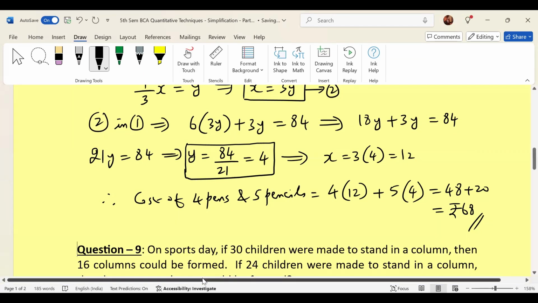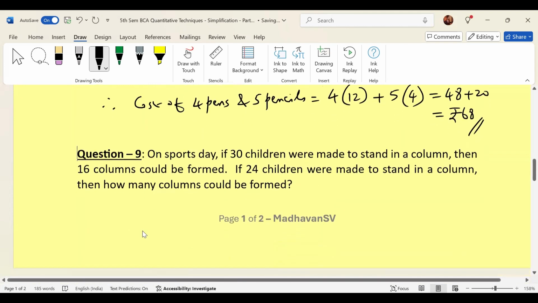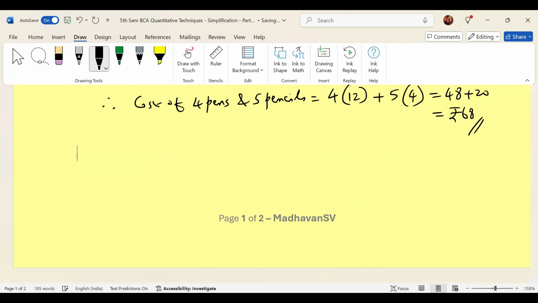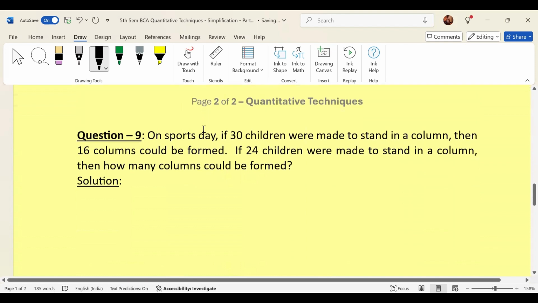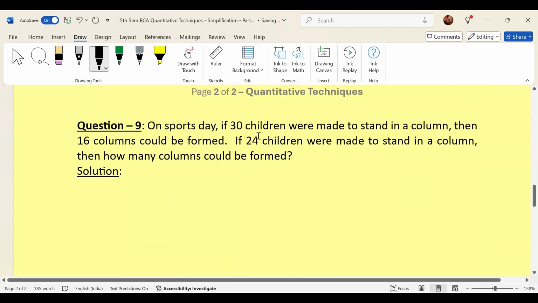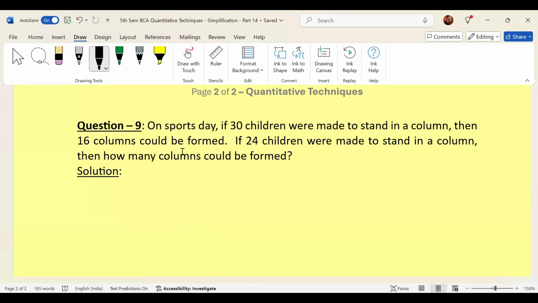Question number 9. On sports day, if 30 children were made to stand in a column, then 16 columns could be formed. I will shift this to the next page only. On sports day, if 30 children were made to stand in a column, then 16 columns could be formed. If 24 children were made to stand in a column, then how many columns could be formed?